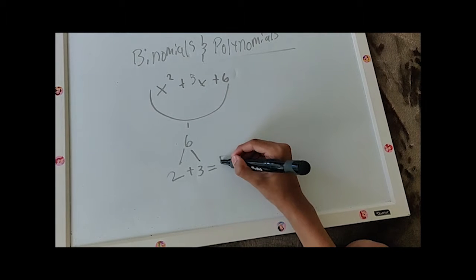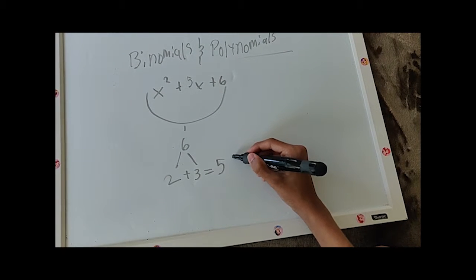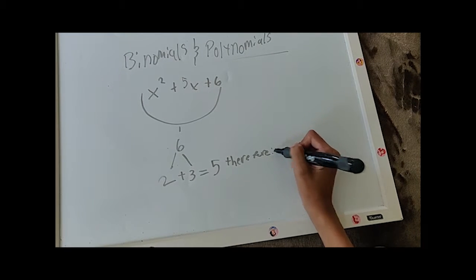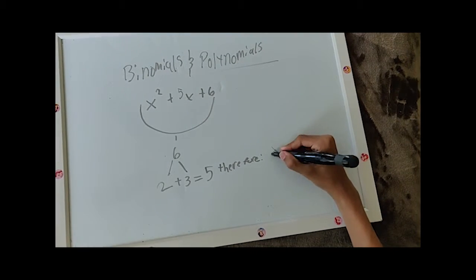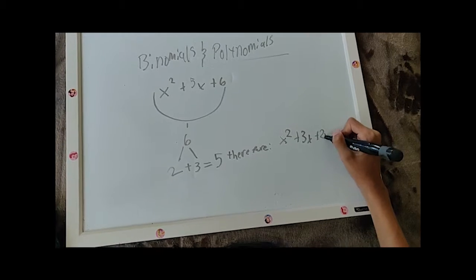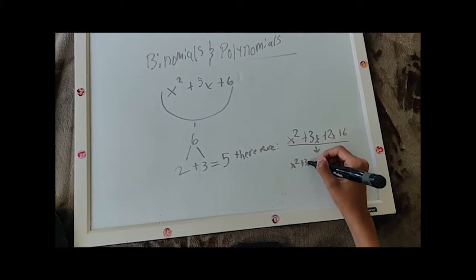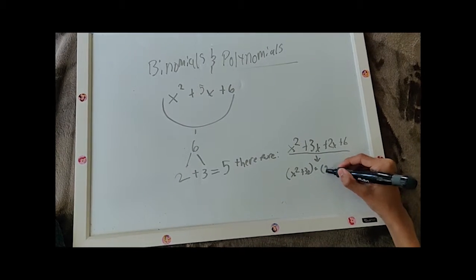Then, we have to look at the factors of 6 that add up to 5. 2 and 3 add up to this, so we can write the equation as so. x squared plus 3x plus 2x plus 6. Now we must group up the terms into pairs of 2's, like so. From these groups, we can look for common differences.